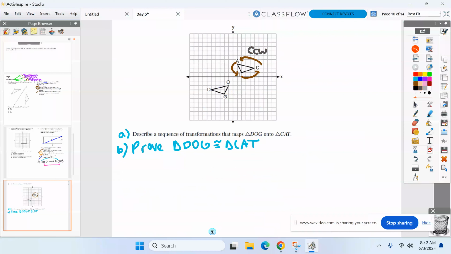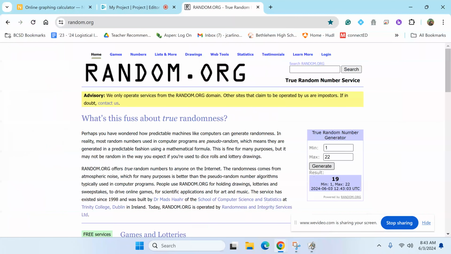All right. Go the same order for DOG. So make sure it all matches up. I went CAT, so now I've got to do DOG now. So if we go D to O, O to G, G to D, what direction am I going now? Clockwise or counterclockwise? Where am I going there? Cormac?